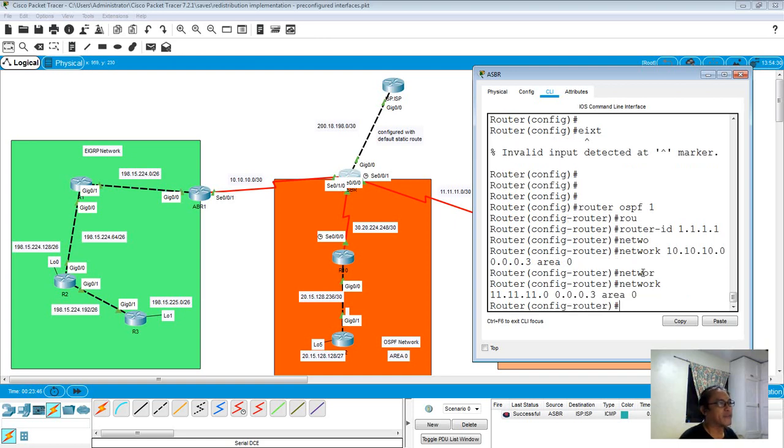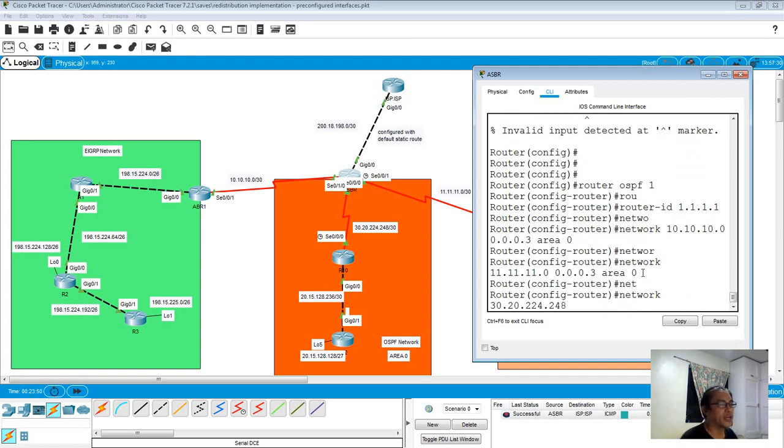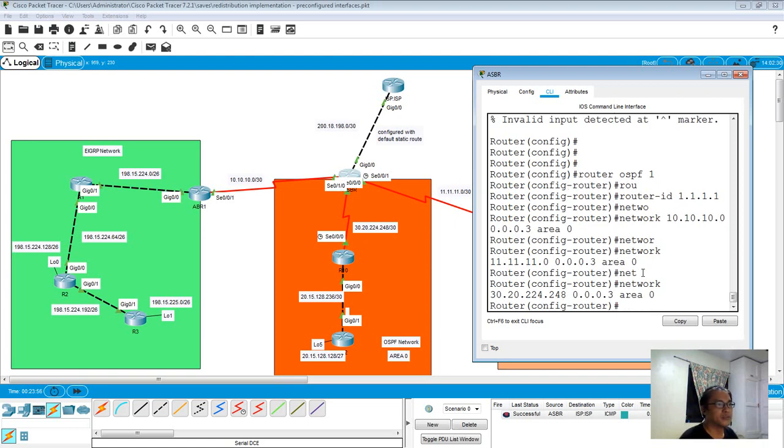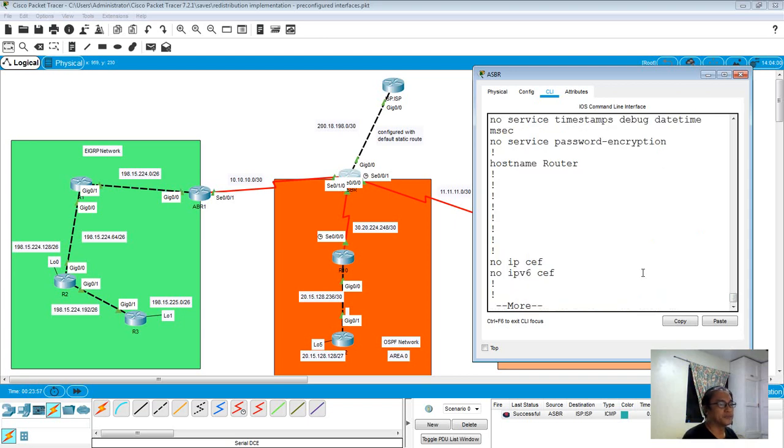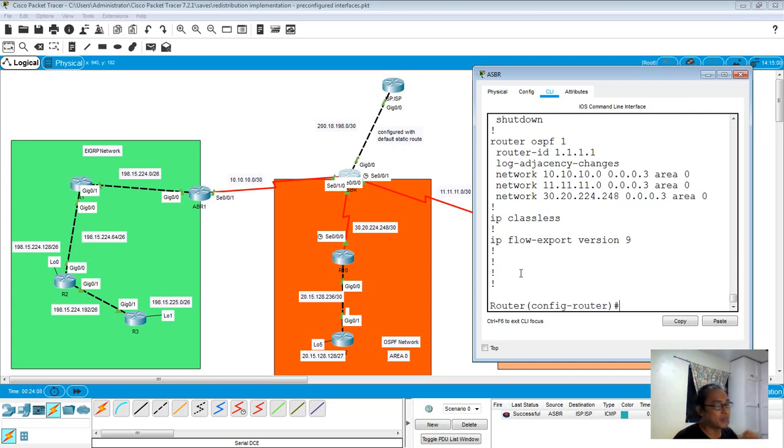Then we have the network 30.20.224.248, 0.0.0.3, also at area 0. Okay, so do show run. Since three networks are already updated and placed at the ASBR, this is the only thing that we missed out. Since this is not part of the OSPF but is a default static configuration, we are going to redistribute the static configuration throughout the network here.